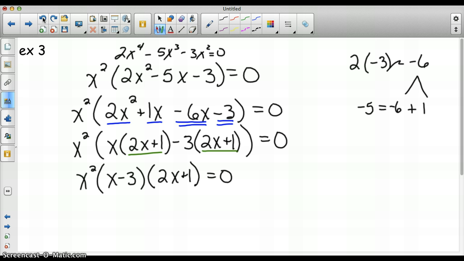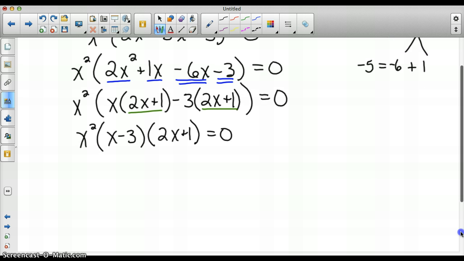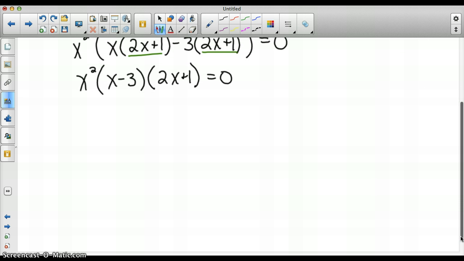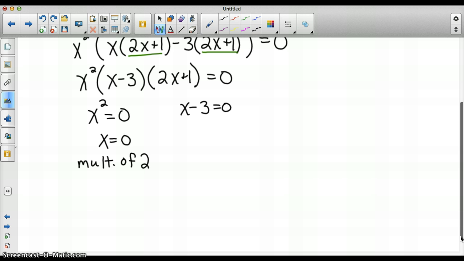So I take each one of my factors and set it equal to 0. So we have x squared equals 0. So that means x equals 0 with a multiplicity of 2. That means that those are 2 zeros, 2 solutions. 0 is the same for each, but it is 2 solutions. Then we have x minus 3 equals 0. So I add 3 to both sides, x equals 3. That's my third solution, or my third 0.